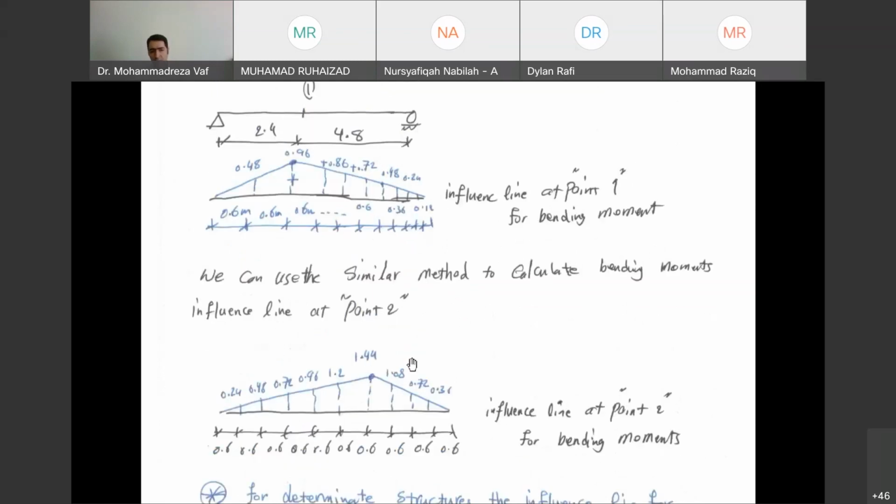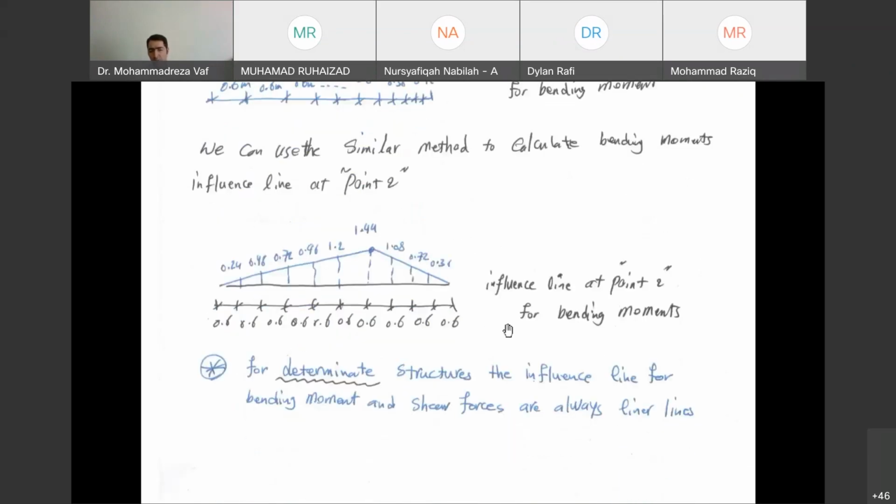So this diagram also tells me that at point 2, when the load is moving from A to B, the maximum is when the load is exactly at point 2. And when the load is at point A or located at point B, the bending moment is 0. The change in the bending moment follows this curve. It increases from point A to point 2, and then decreases from point 2 to 0. So this is basically the influence line for bending moment. If you have any question until now, please ask.